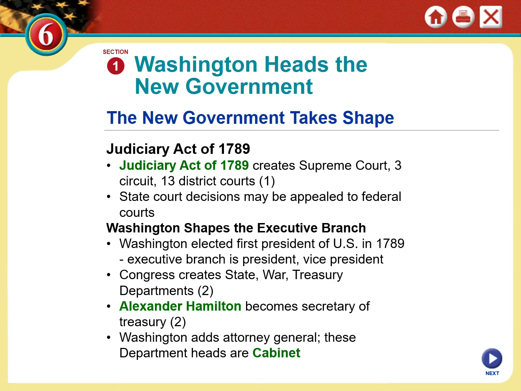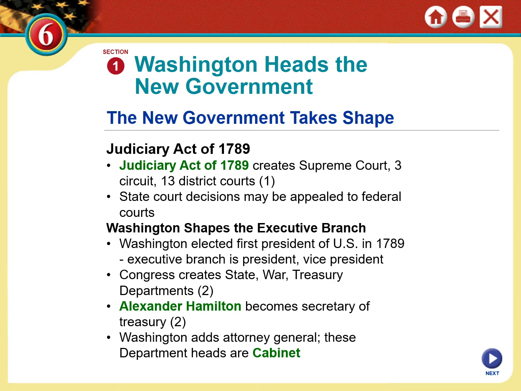Now, the executive branch. This was generally formed and organized by George Washington and his cabinet. When Washington was elected the first president of the United States in 1789, he and his vice president were the first chief executives of our new nation. There was no president from '76 until '89. And now we have a president. Now we have a leader.